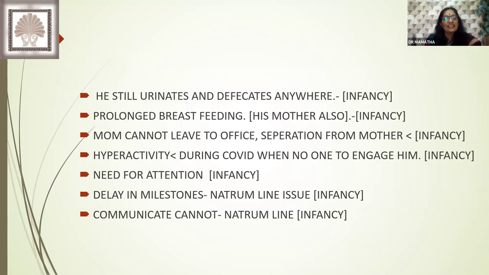It is just suckling the breast of the mother, right? Many infants are unable to do that. So you should think of the line of development according to the traits or the issues that they have. Delay in milestones is again a natrum line. So in an infant, it's in natrum line that a child passes through milestones. So that's also infancy. And communication cannot, natrum line. Natrum line again corresponds with the infancy line of the PEM model.